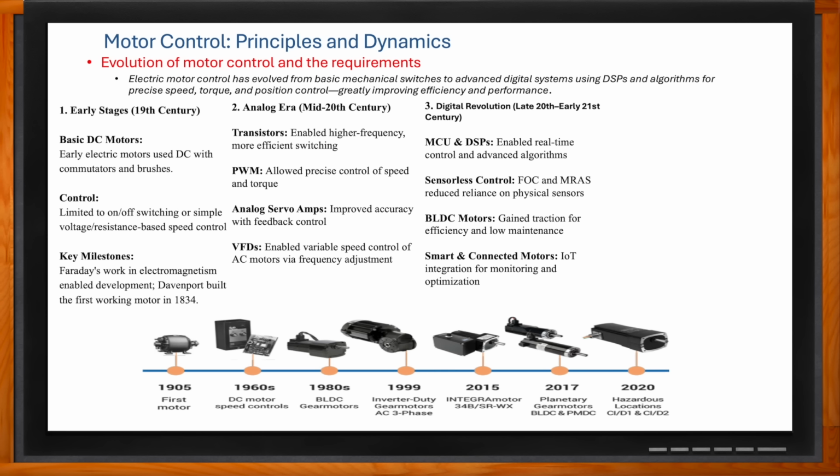But the digital revolution, and this is late 20th, early 21st century, the MCUs, the microcontrollers, and the DSP, digital signal processing devices, enabled real-time control and very advanced algorithms. It also included sensorless control, FOC, and MRAS, which reduced reliance on physical sensors. And it's the active feedback with field-oriented control, and also digital torque control that is being progressed in modern development right now. It gives you a very precise, better than a degree of accuracy of that motor shaft being turned. BLDC motors, brushless DC motors, essentially gained traction for efficiency and low maintenance because there are no more brushes.